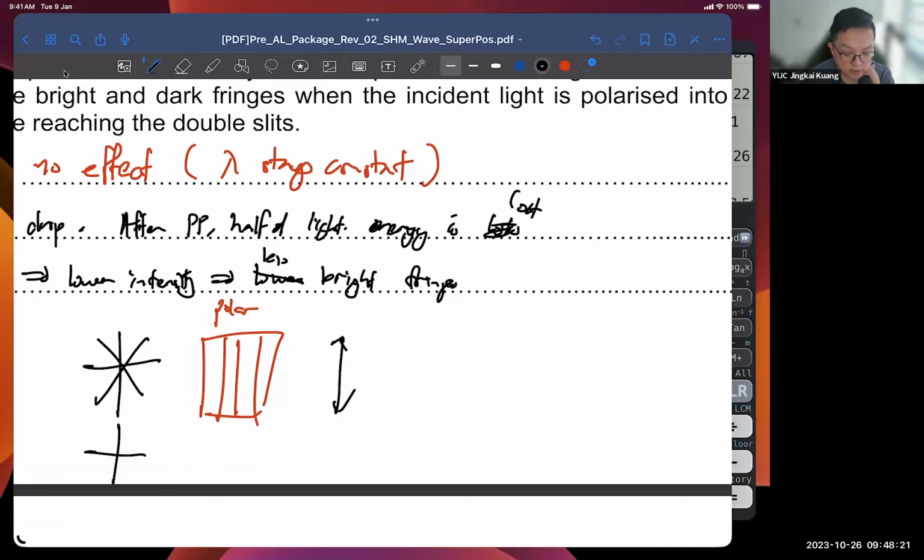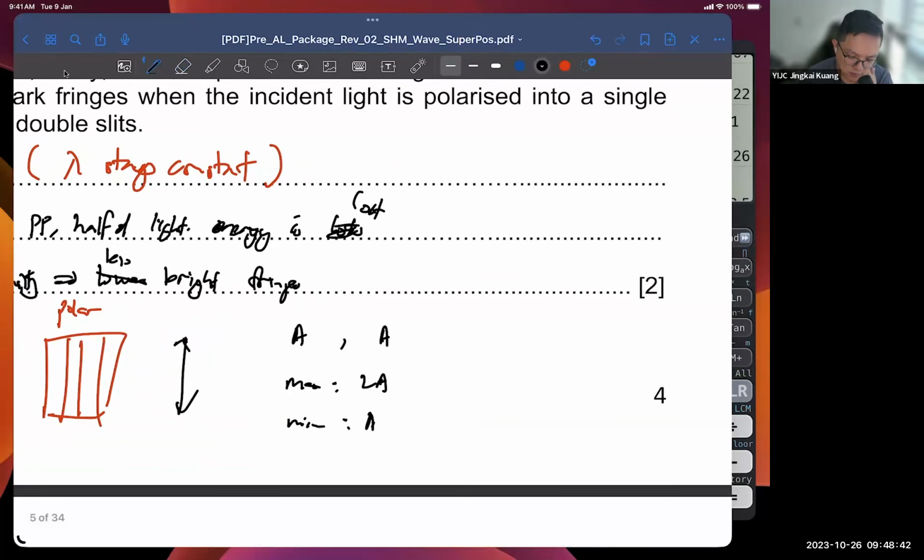If at first you have two waves of amplitude A and A, you add up, the maximum is 2A and your minimum is 0. But now let's say you halve them. I think it's square root 2 if I remember correctly, because you halve the intensity. A becomes A over square root 2, so your max becomes 2A over square root 2.